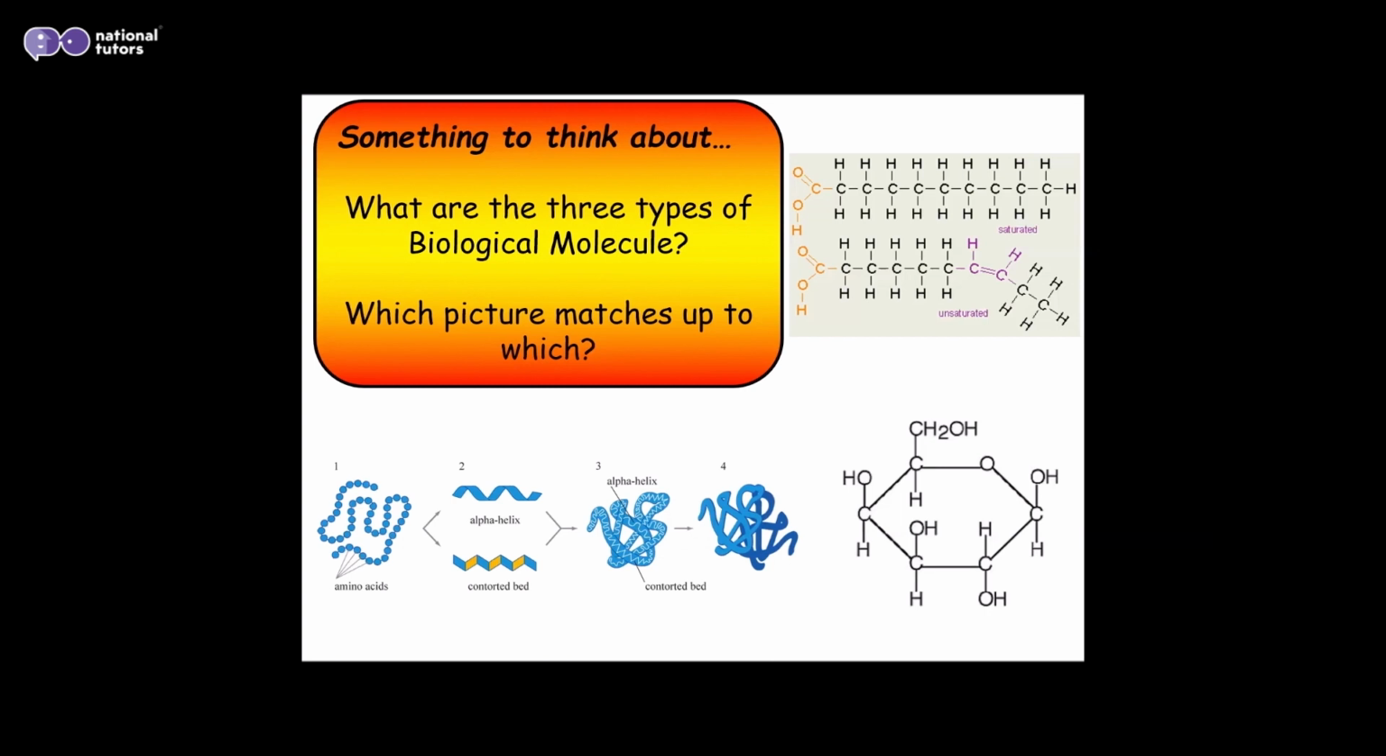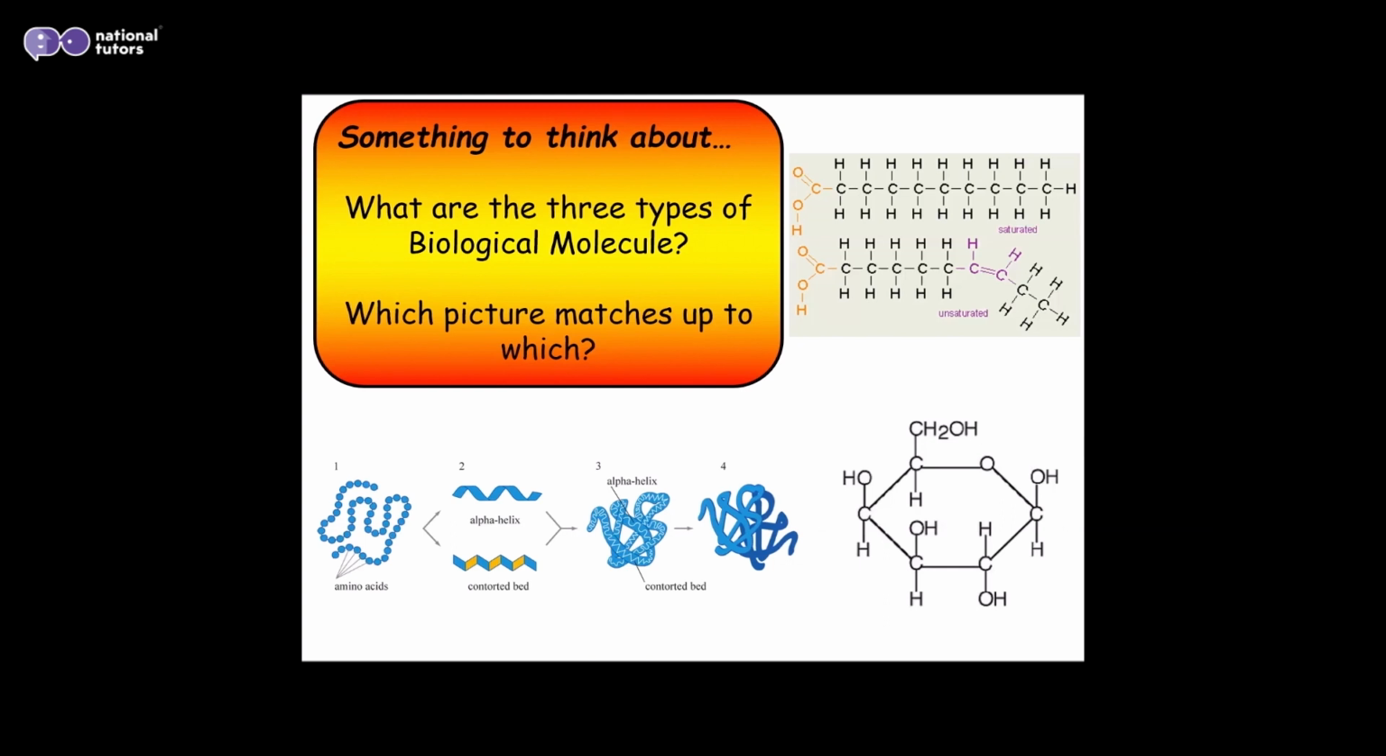The one in the bottom there is glucose. Hopefully you worked that out by counting the carbons. There are 6 carbons in there. If not, you might remember it's a hexose sugar, so it's a 6-sided sugar. That would have helped as well.